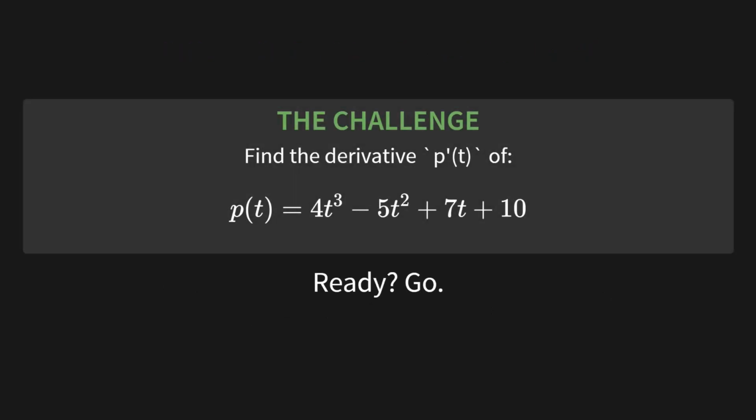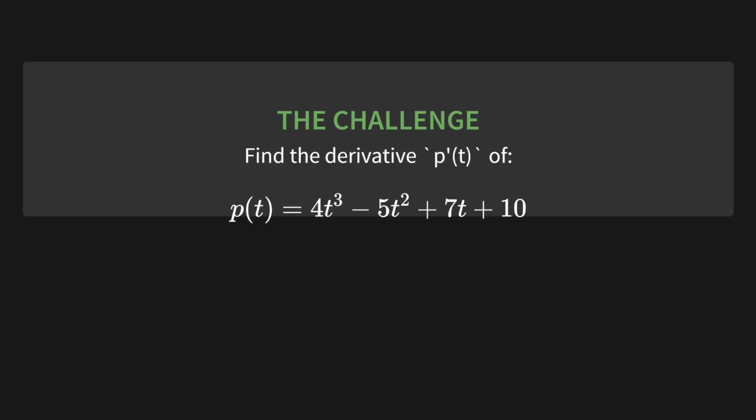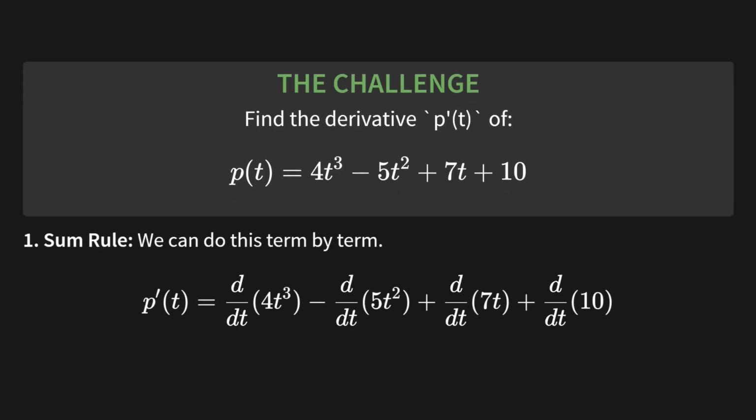Okay, the challenge. Find the derivative, p prime of t, of our original monster function. P of t equals 4t cubed minus 5t squared plus 7t plus 10. Ready? Go. First, we use the sum rule. This means we can do this term by term. We can find the derivative of 4t cubed, then subtract the derivative of 5t squared, and so on.